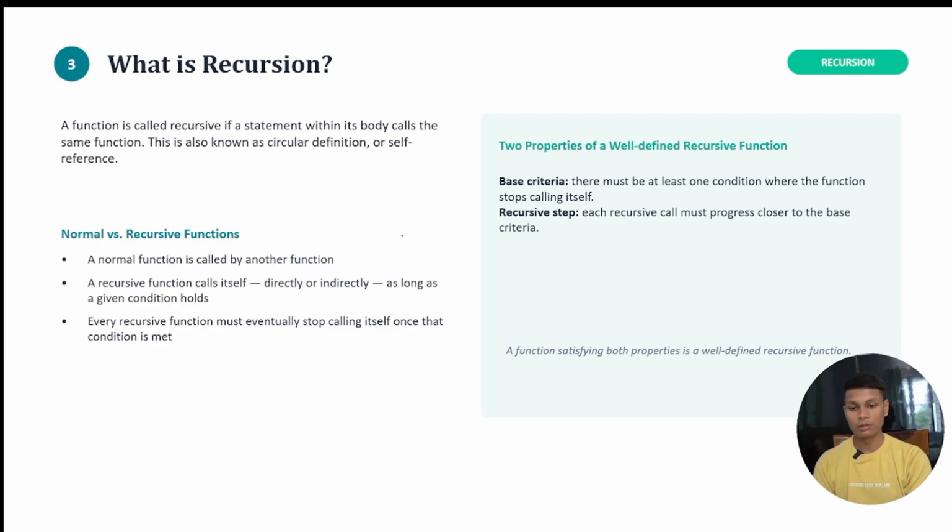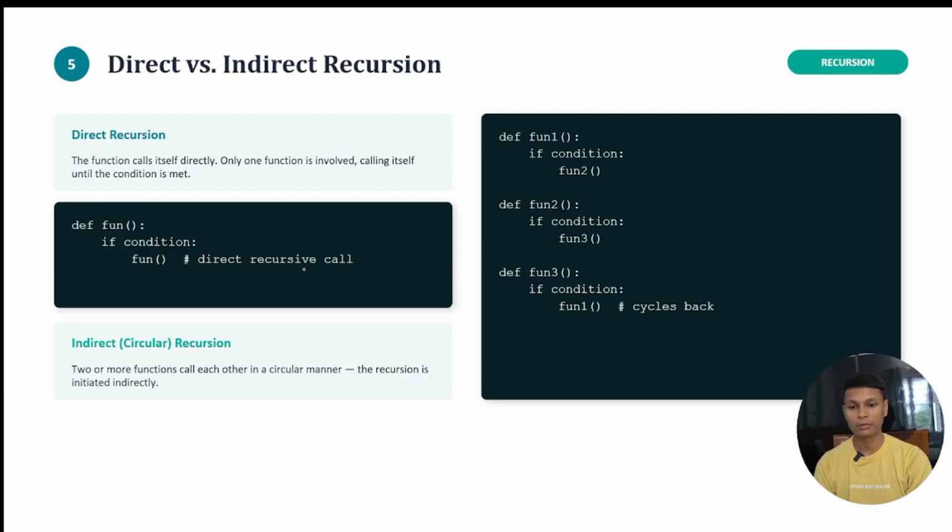Now let's discuss a very important topic, which is also part of our functions. What is recursion? Why are we using recursion? Basically there are two types of functions: normal functions and recursive functions. What is a normal function? A normal function is called by another function. Let's see an example if you write a function.